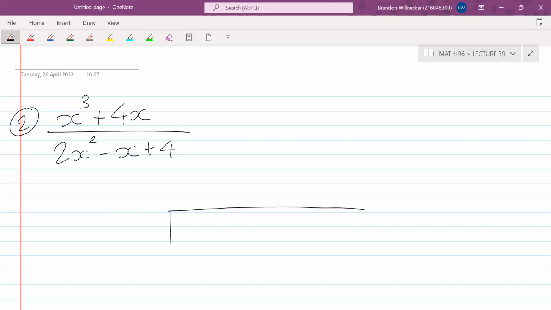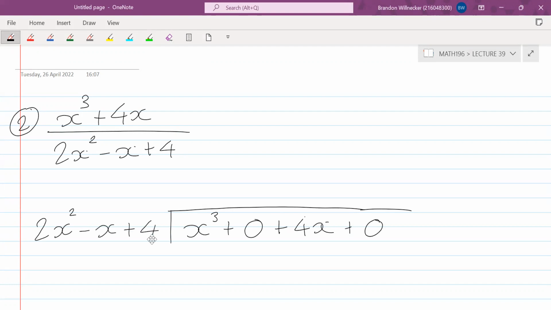Okay, we've got the part we're trying to divide here. So the x cubed, we don't have an x squared term. We do have a first order term, and then we don't have any constants, so plus 0. Okay, and we're trying to divide this by 2x squared minus x plus 4. Okay, so let's do the division.